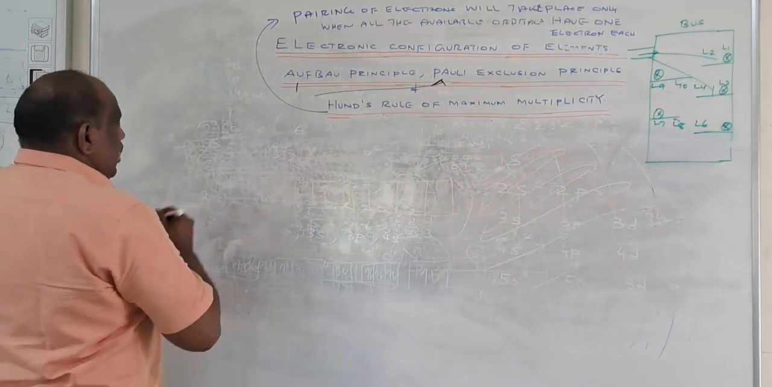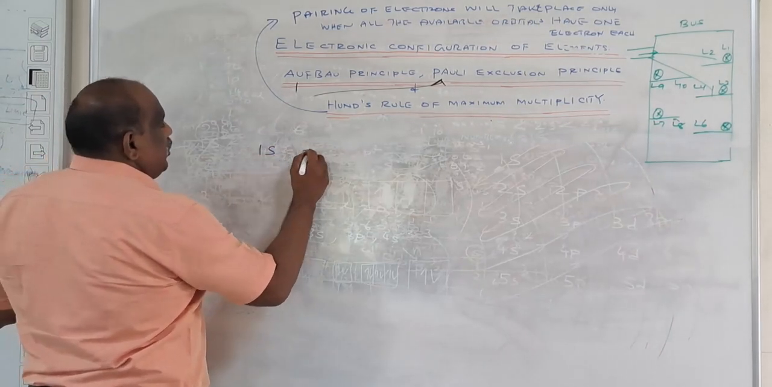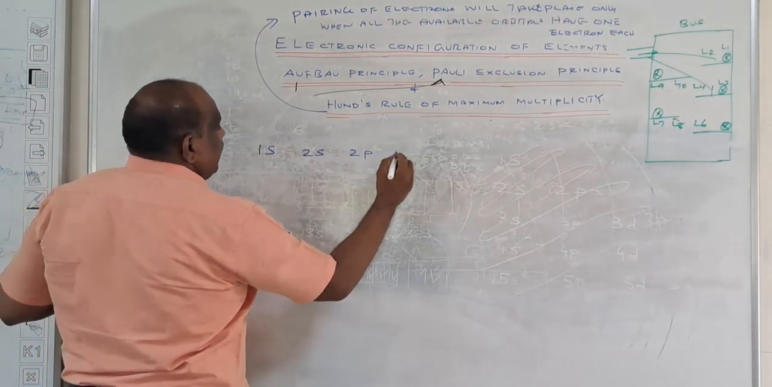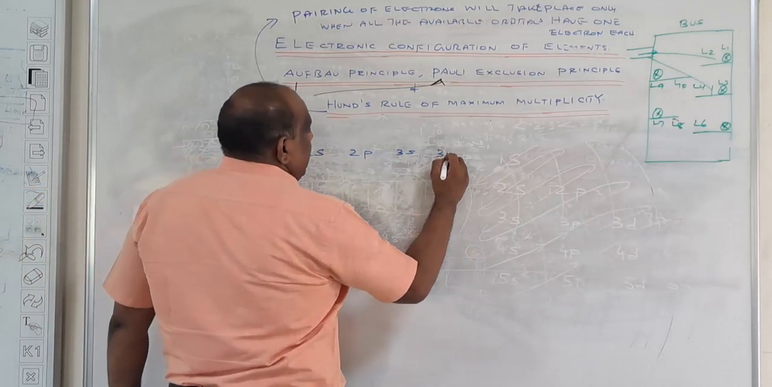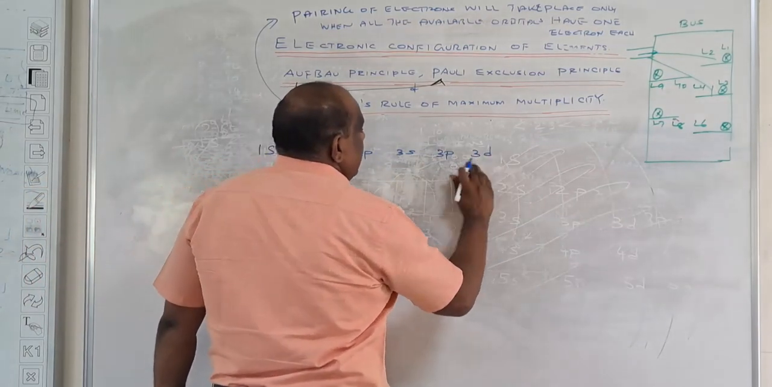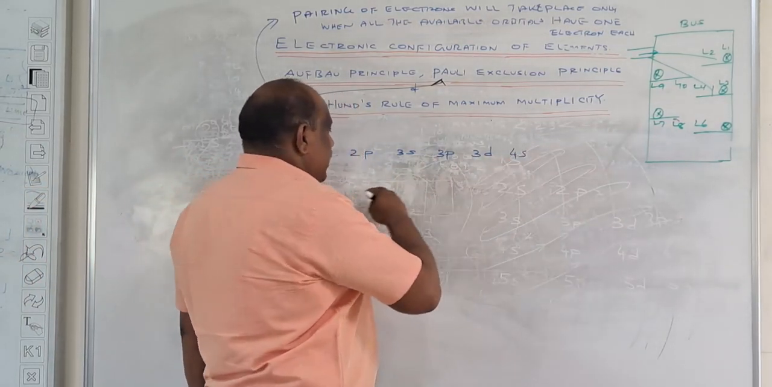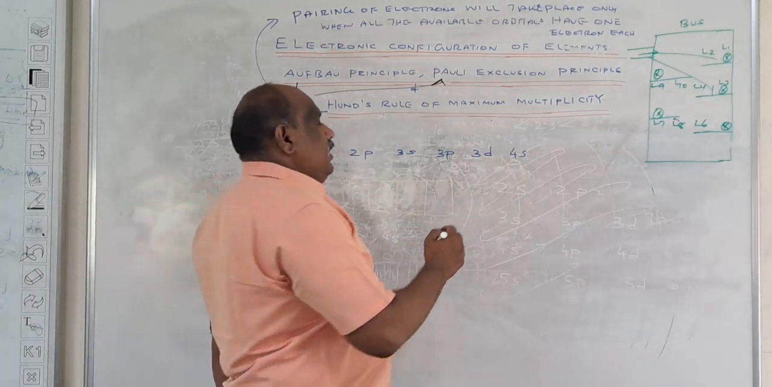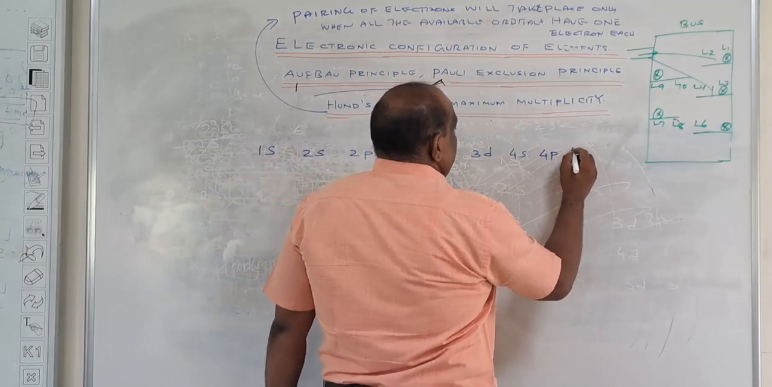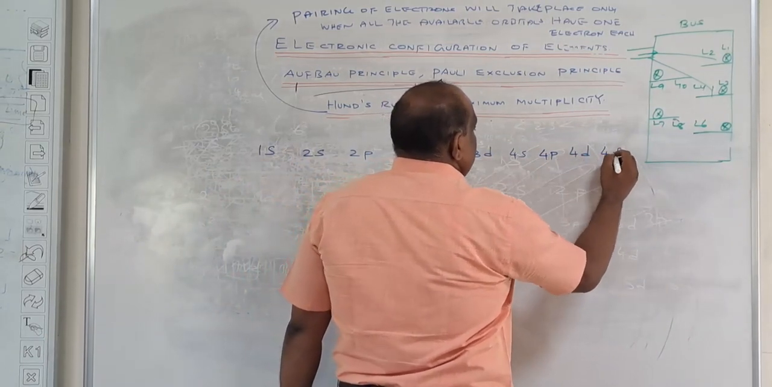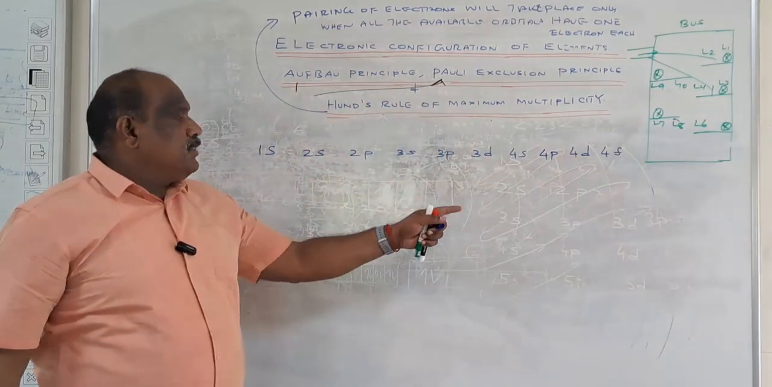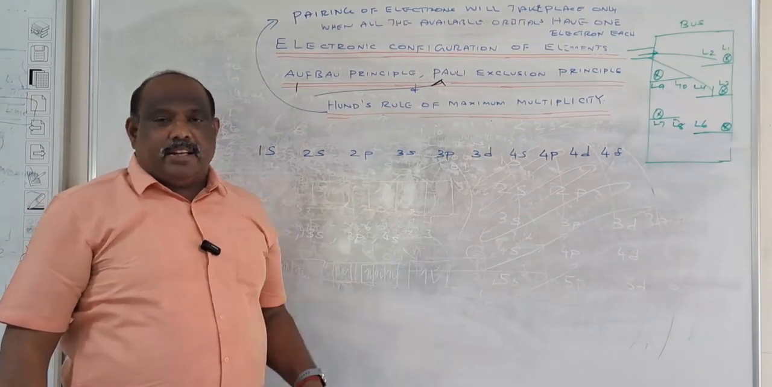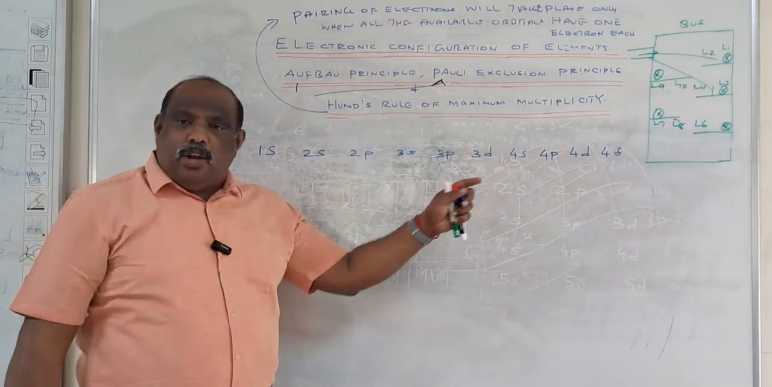So it is 1s, 2s, 2p, 3s, 3p, 3d, 4s. I'm writing normally. I do not know whether it's right or wrong. Then 4p, 4d, 4f. So it goes on like this. Then 5s, 5p, 5d, 5f, etc. Okay, so we are writing like this in the order.